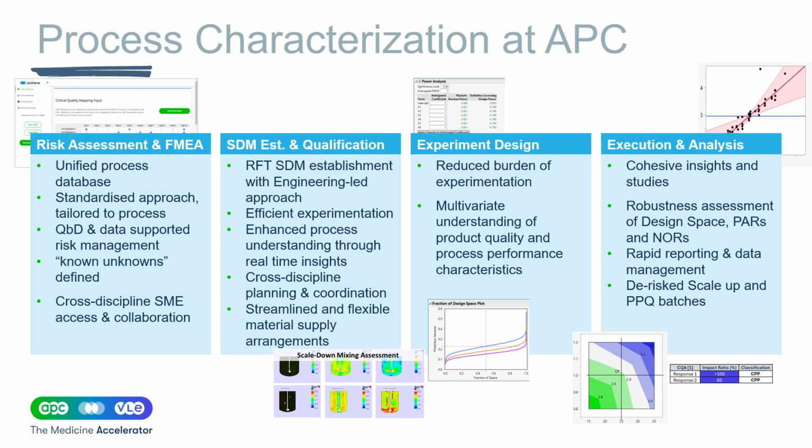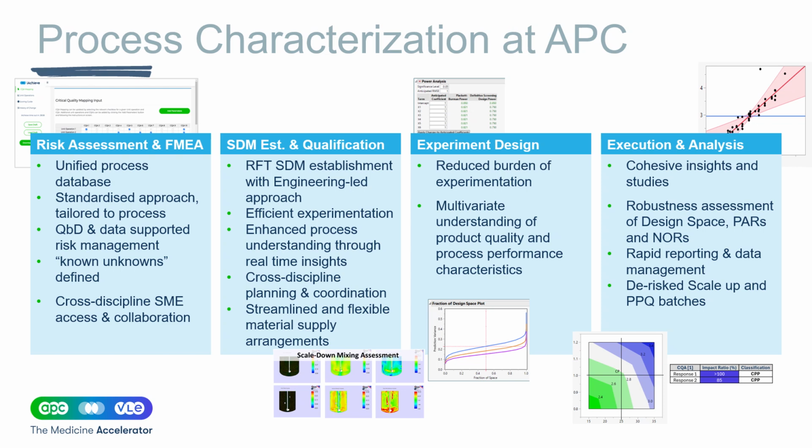So when you look at iAchieve end-to-end, you can see how each stage maps back to the challenges we outlined earlier. On the risk assessment side, having a unified, standardized approach means that teams are aligned from the start, with the right people involved early and known unknowns surface before they become problems. Through scale-down model establishment and qualification, better coordination and real-time visibility reduce the kind of inefficiencies that tend to slow down programs at this stage.